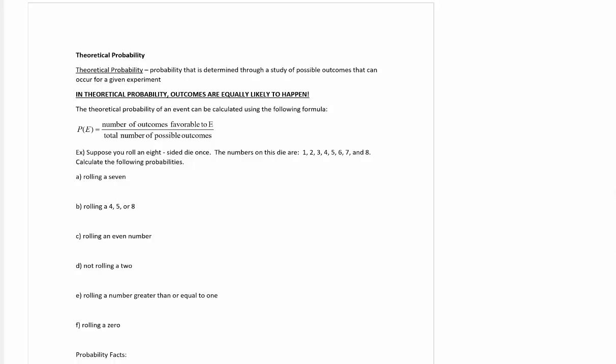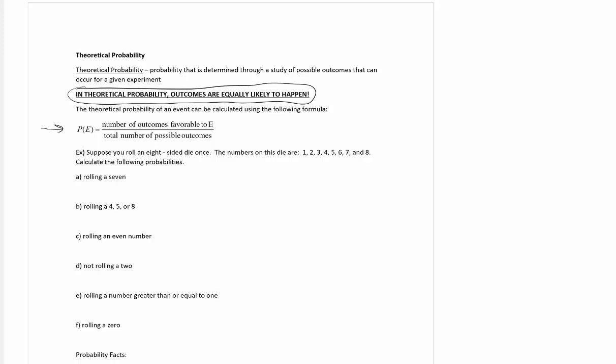Okay, let's take a look at theoretical probability. This is probability that is determined through a study of possible outcomes that can occur for a given experiment. In theoretical probability, outcomes are equally likely to happen. In our Coke example, there were more people that liked Coke than Pepsi. In theoretical, all outcomes are equally likely to happen. So, I can set up theoretical probability as a fraction also. This is the number of favorable outcomes to E divided by the total number of possible outcomes.